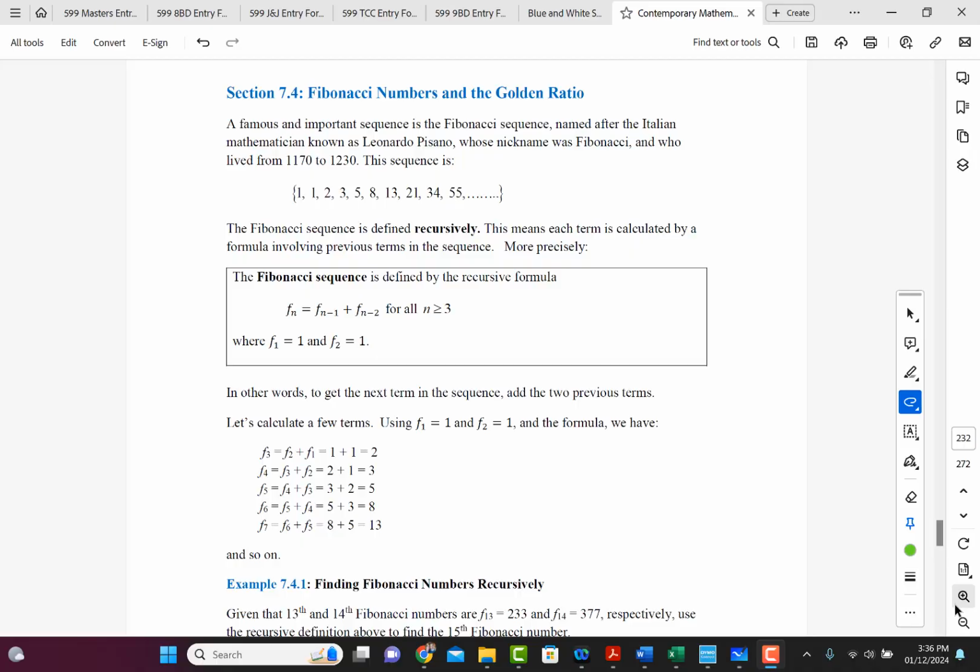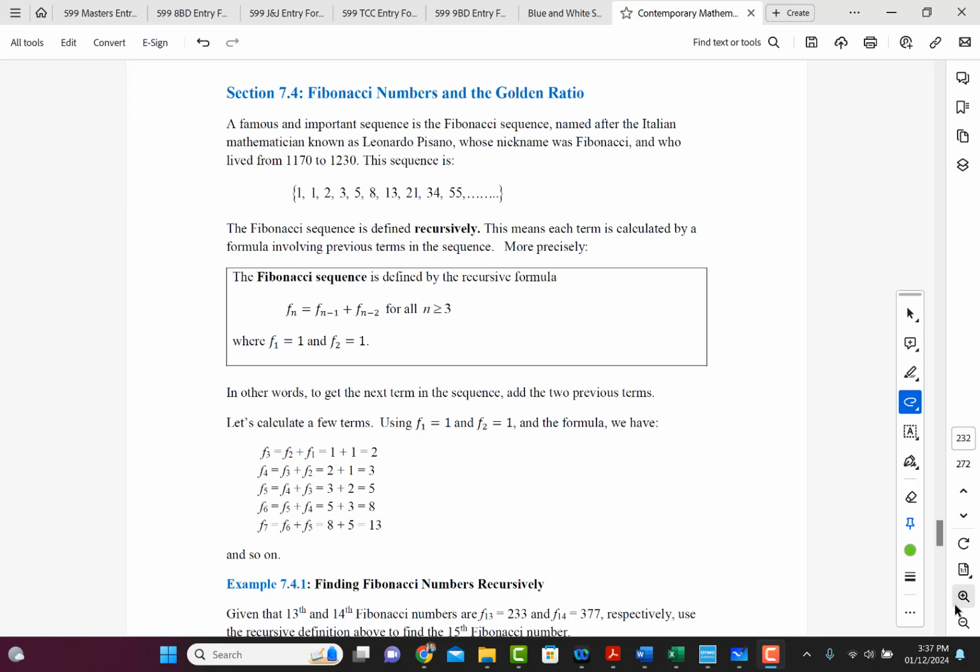Okay, welcome. Today we're going to start talking about Fibonacci numbers and the golden ratio. A famous and important sequence is the Fibonacci sequence, named after the Italian mathematician known as Leonardo Pisano, whose nickname was Fibonacci, and who lived from 1170 to 1230.